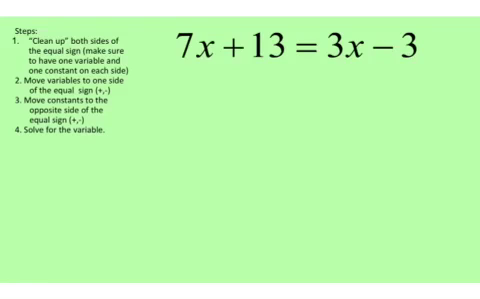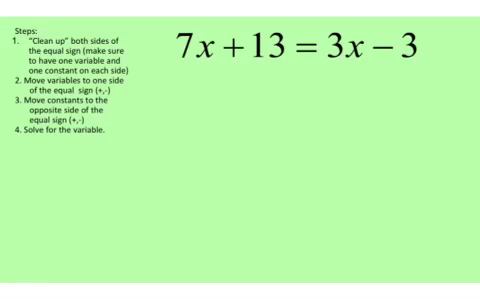Let's look at this problem: 7x plus 13 equals 3x minus 3. I want one constant and one variable on each side of the equal sign. Well, I have one variable and one constant, and one variable and one constant. So it is completely cleaned up. Now, let me erase that.